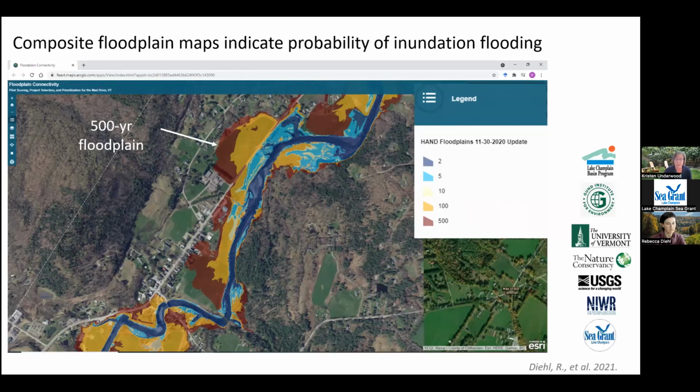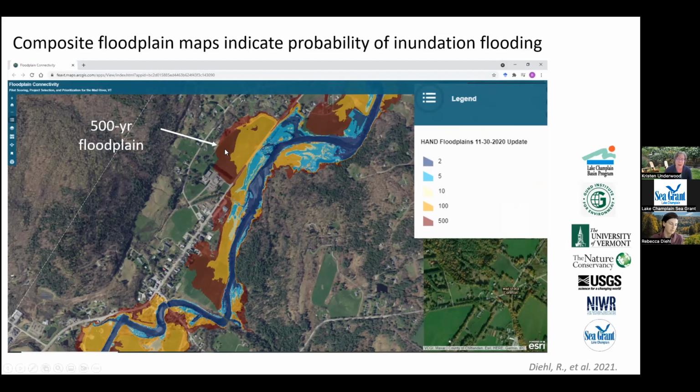Unlike floodplains that you may be used to, these probabilistic maps illustrate the likely inundation extents of various size storms ranging from 2-year to 500-year. So on this graphic here in dark blue, that's the 2-year storm inundation extent along a stretch of the Mad River, followed by a lighter blue, that's denoting the 5-year flood, a yellow for 10-year, orange for 100-year, and finally kind of a rust color there for the 500-year flood.